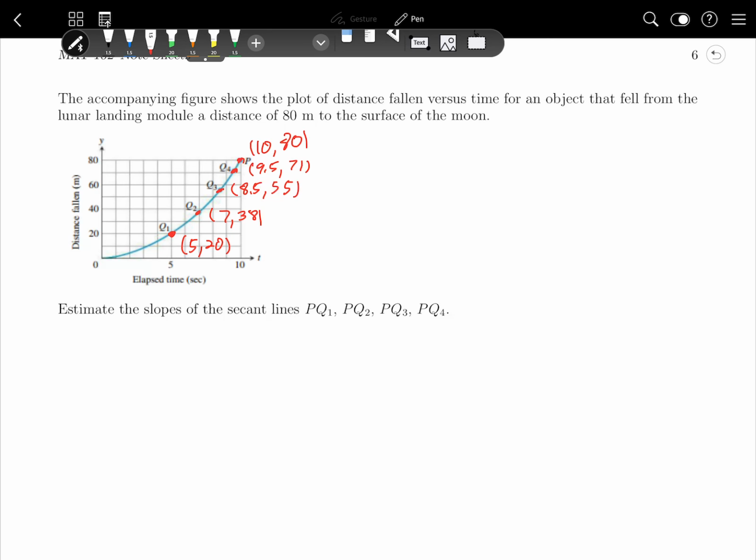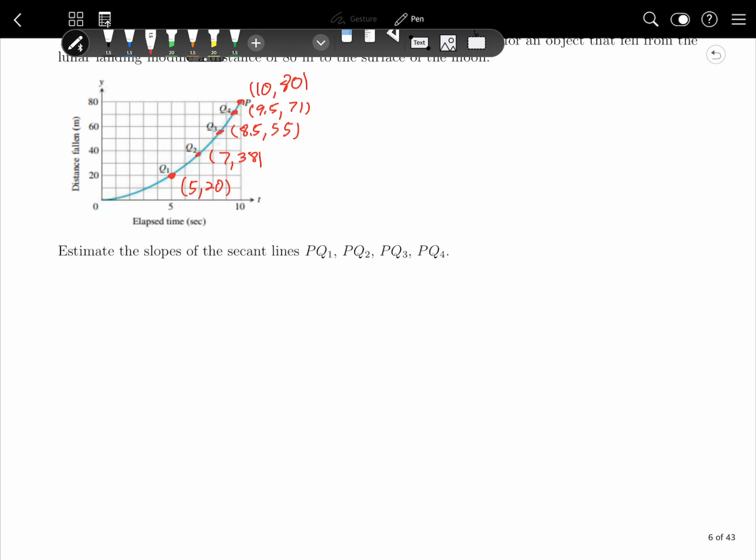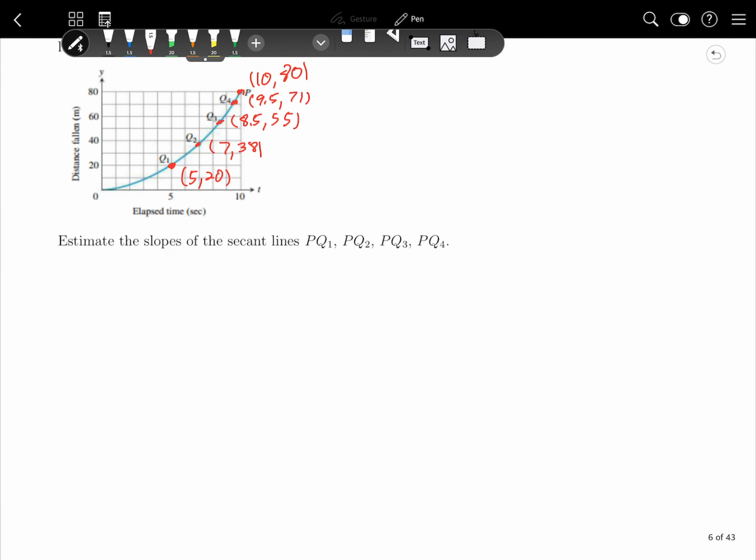Okay, and so let's just go and do a couple of these. I don't think I'm going to bother doing all of them. But what they want you to do is find the slopes of the secant lines, right? So that we already know how to do. So it's just delta y over delta x. So like if I did Q1 P to Q1, that would be 80 minus 20 over 10 minus 5. So that's 60 over 5, so that's 20 meters per second.